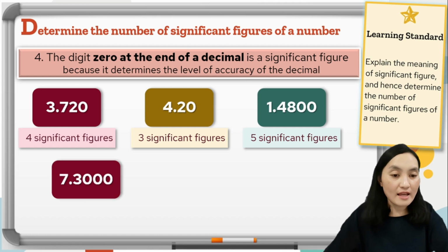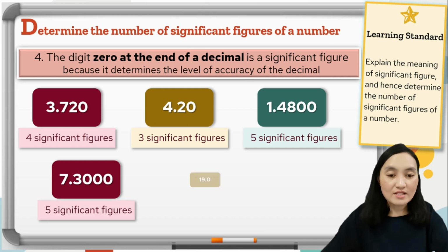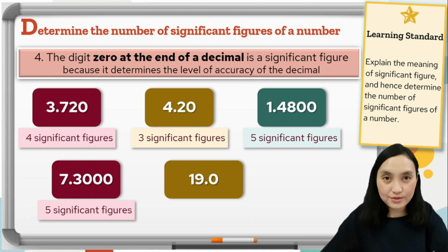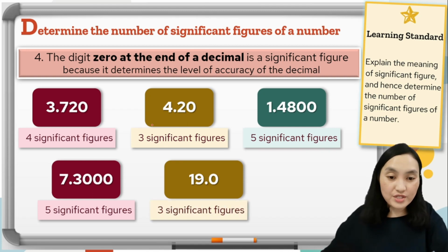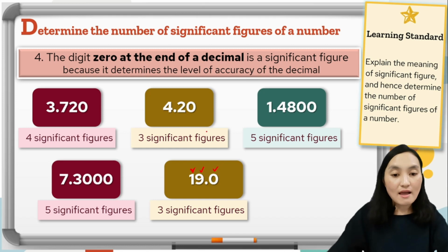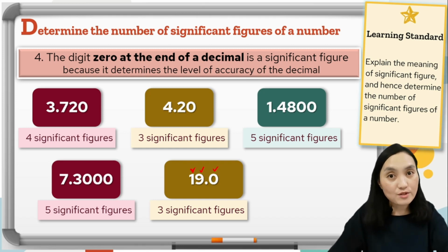Okay, let's look at the next example. 7.30000. So how many significant figures are here? So let us count. 1, 2, 3, 4, 5. There are 5 significant figures. Okay, the next one, 19.0. It is 3 because 1, 2, and this is 0 at the end of a decimal. It is calculated as a significant figure as well. So it is 3 significant figures.